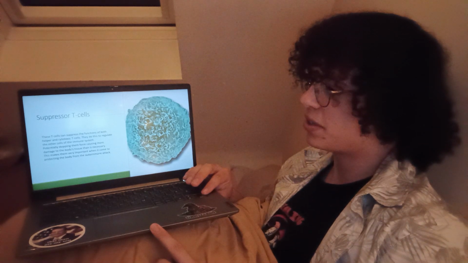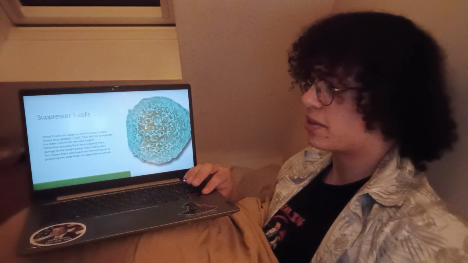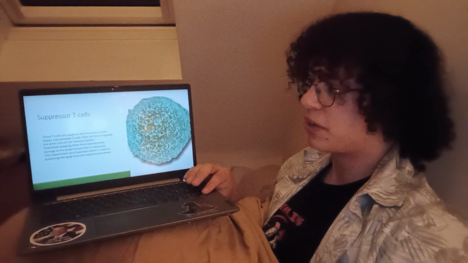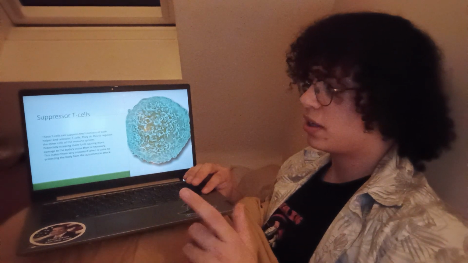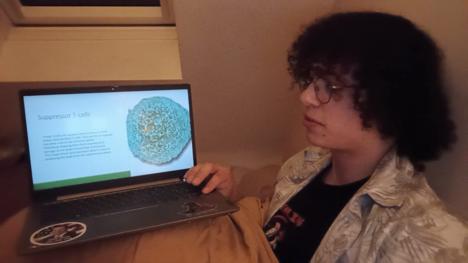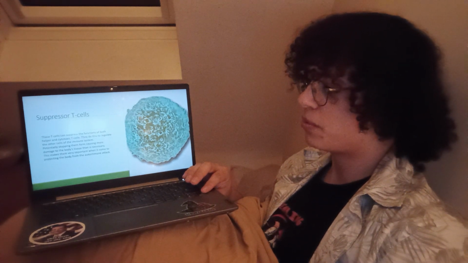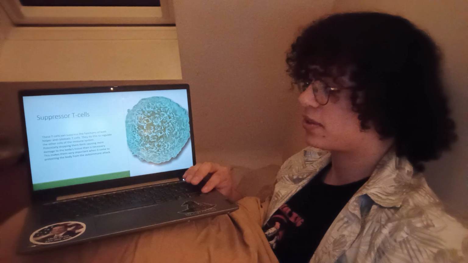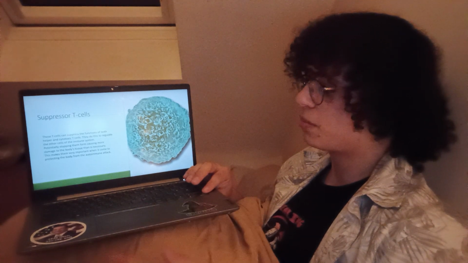Suppressor T cells. These T cells can suppress the functions of both helper and cytotoxic T cells. They do this to regulate other cells in the immune system, potentially stopping them from causing more damage to the body than is necessary from an infection. This makes them very important when it comes to autoimmune attacks, as it's essentially stopping your own body from attacking itself.